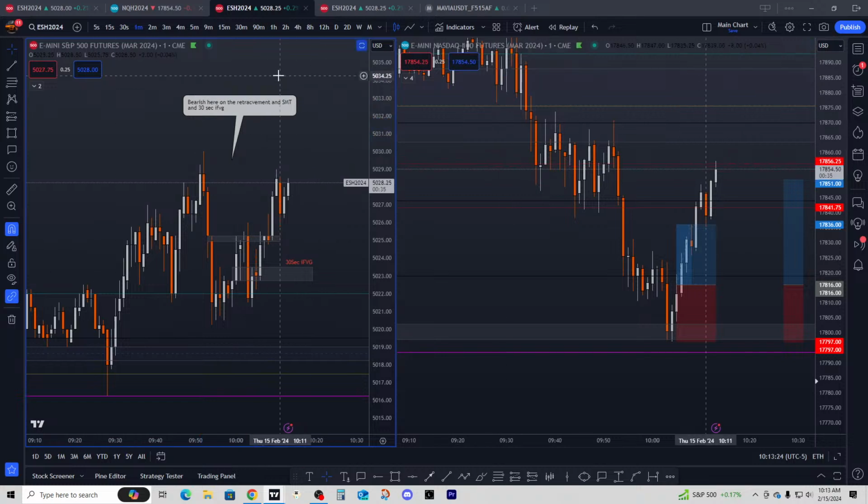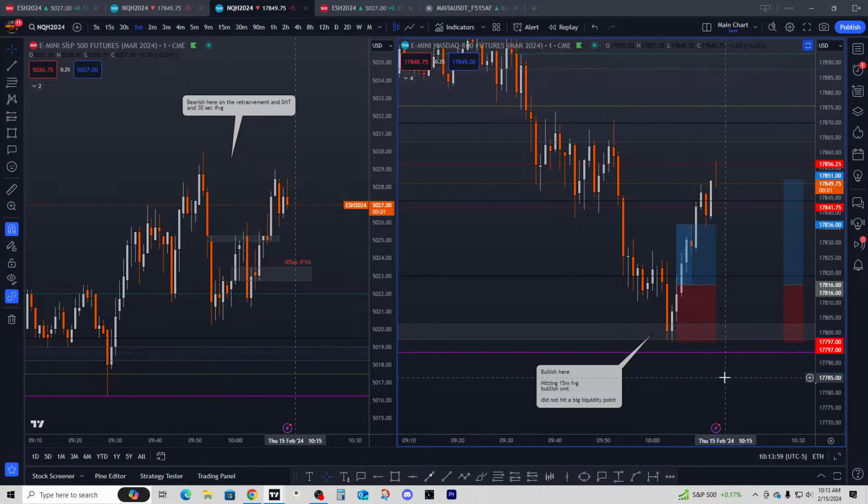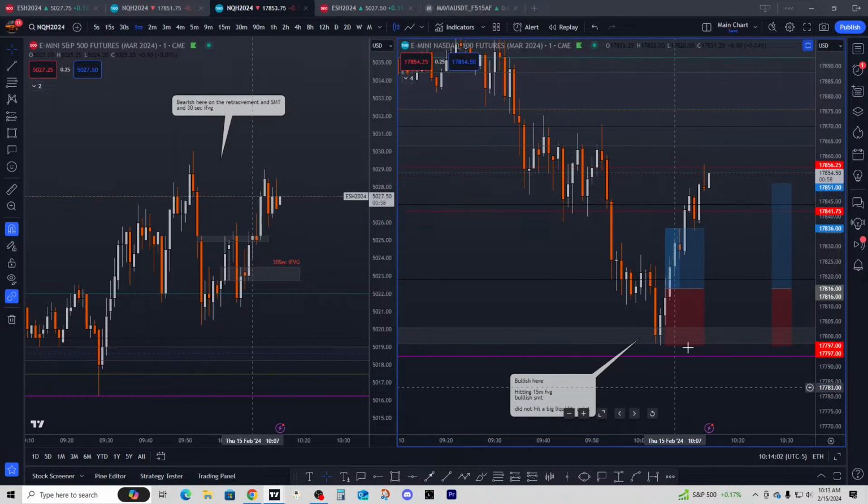Make that 12. So bullish here. 15-minute FVG, bullish SMT, did not hit a big liquidity point. So I didn't hit a big liquidity point, so that's why I didn't really want to take this one.